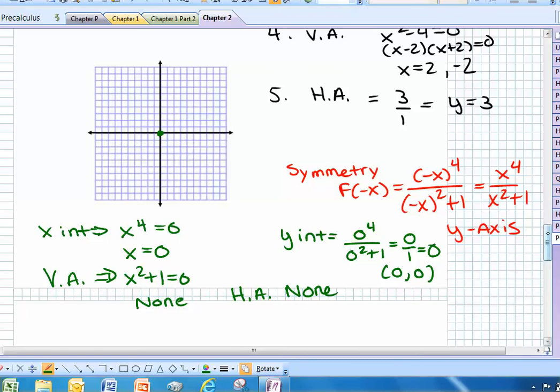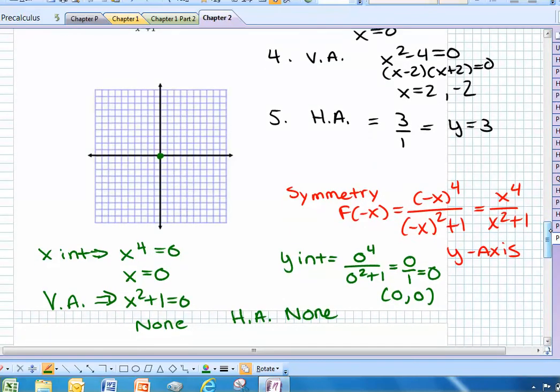Now, if you look at this one, doing some of the work here, the symmetry, it's the y-axis symmetry, because you get the same thing when you put the negative x out or in. Y-intercept, you get 0. X-intercept, you also get 0. So that's them. Vertical asymptotes, there's no number that you can put in here that would give you a negative 1, so that's none. And then horizontal asymptote, remember when the degree of the top is bigger than degree of the bottom, there is none as well. So you don't have any asymptotes.